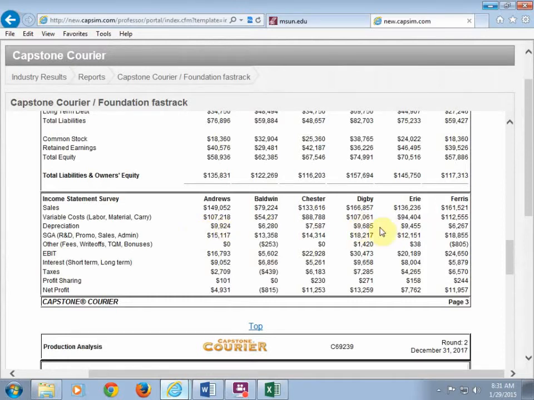So depreciation, that's going to be a reflection of our fixed assets up above, so we've kind of actually already looked at that. Right, you're going to have more depreciation if you got more fixed assets. We do see that Baldwin's and Ferris, a little less depreciation, so a little smaller maybe that they're looking at. So interest, that reflects what we borrowed, so we've kind of seen that up above too. Taxes, profit sharing, net profits.